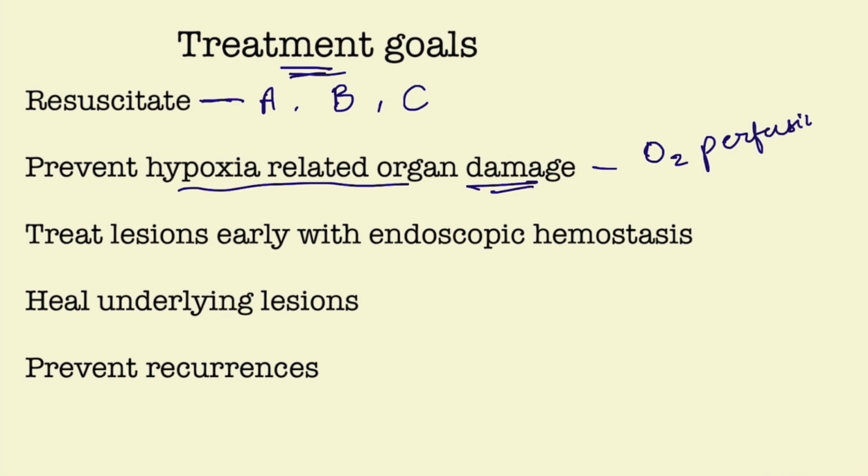Early lesions are treated using endoscopic treatment, which can include thermal coagulation or mechanical techniques like banding, hemoclip, staples, or sutures. Underlying lesions can be treated using PPIs and Octreotide. And the final step is to prevent any recurrences.